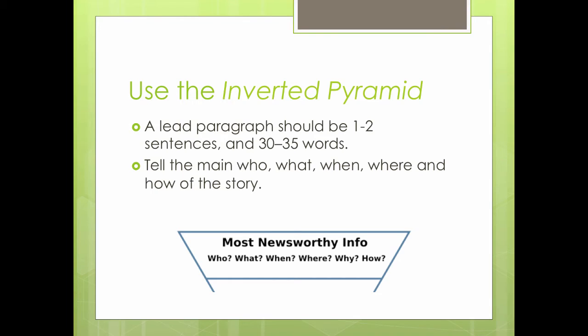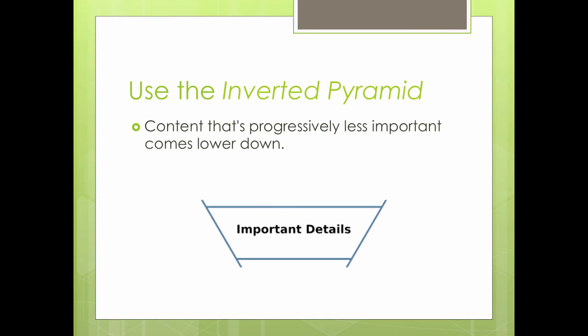The lead paragraph should be only 1 or 2 sentences, 30 to 35 words in total. And that lead paragraph should tell the main who, what, when, where, and or how of the story. You may not get all of those ideas in. Then as we move down the inverted pyramid, we get to content that's progressively less important.